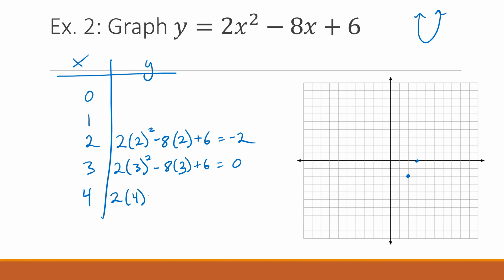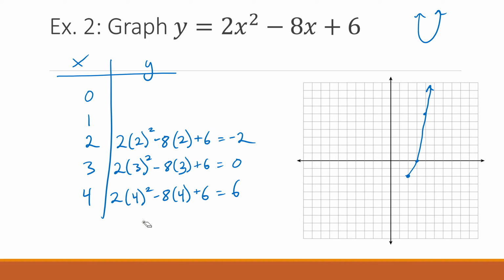2 times 4 squared minus 8 times 4 plus 6 equals, okay, 4 squared, 16. 2 times 16 is 32. I have minus 32. Oh, convenient. Those cancel. I'm left with just plus 6. So I have 6. So over 4, up 6. Word up. There's my parabola. It is wording up because it's going up.